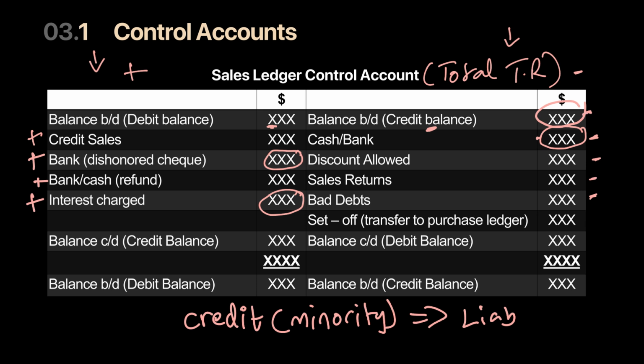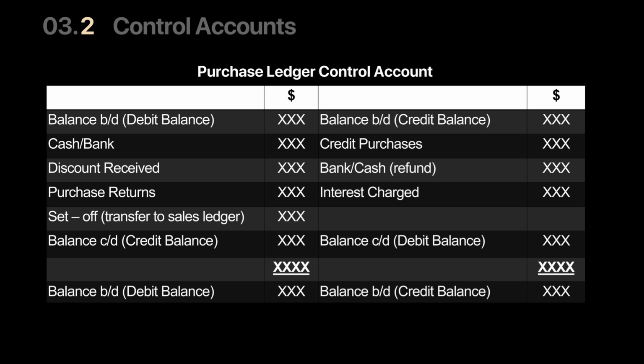Now, there's one item that I've left, that's contra set off over here. I'm going to explain this after the purchase ledger control account. So, let me come back to the purchase ledger control account, and after that, we'll do contra set off. Okay, so moving on to the purchase ledger control account.